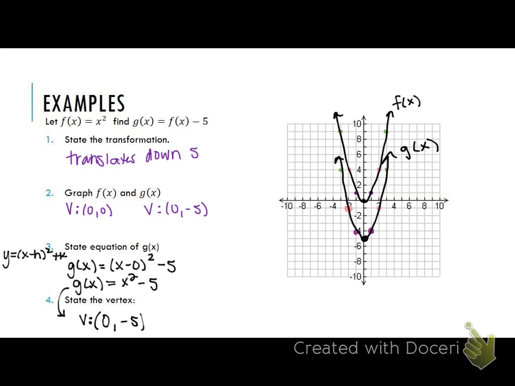Mike, what's your question? For the equation of g of x, do we put the first one, or do we have to decide? First one. This isn't an equation. This is a transformation. This is the one that you're supposed to write it as. You're supposed to simplify it.